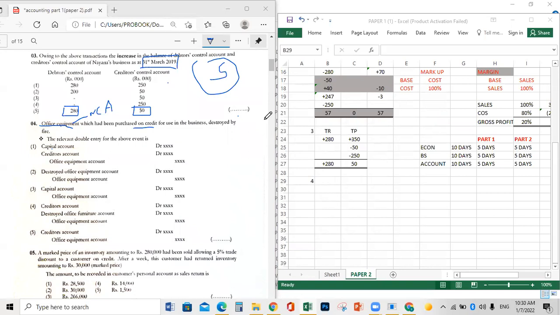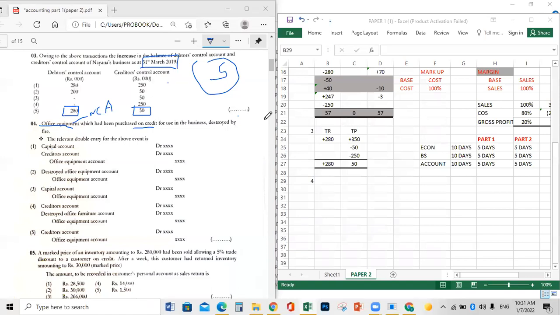Guys, when do you create creditor? What is the situation? Non-current. Office equipment debit, capital account credit. No, I'm asking when you purchase office equipment on credit. Okay, my first question is, when do you create creditor? Answer that first of all. Because this mistake you can't make in the exam. When do you create creditor?